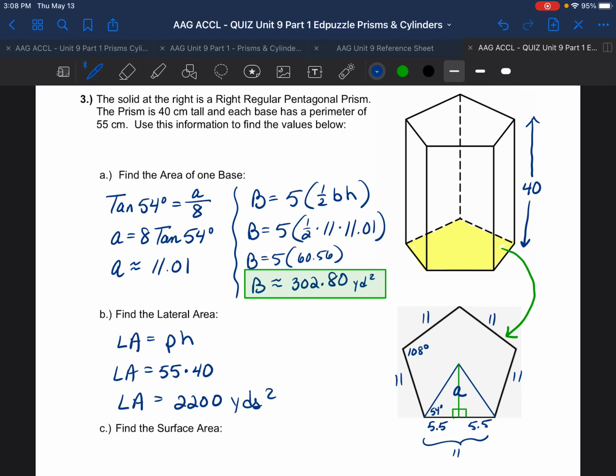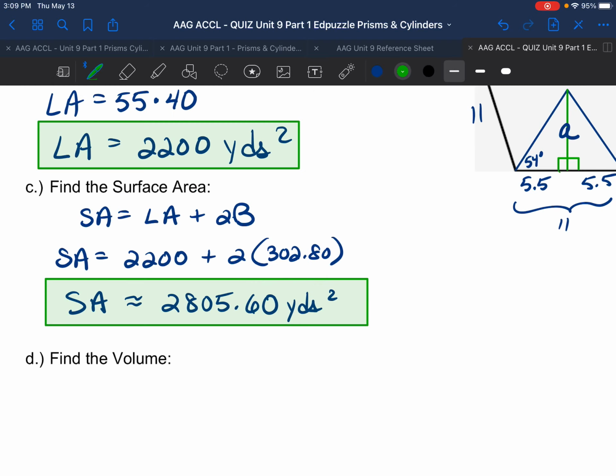All right, next question, part C. Find the surface area of the solid. Okay, our surface area for part C is going to be roughly 2,805.60 yards squared. Just so you're clear, 2,200 was our lateral area, and one base area was 302.80, so we're going to use 2 of those since the prism has 2 bases.